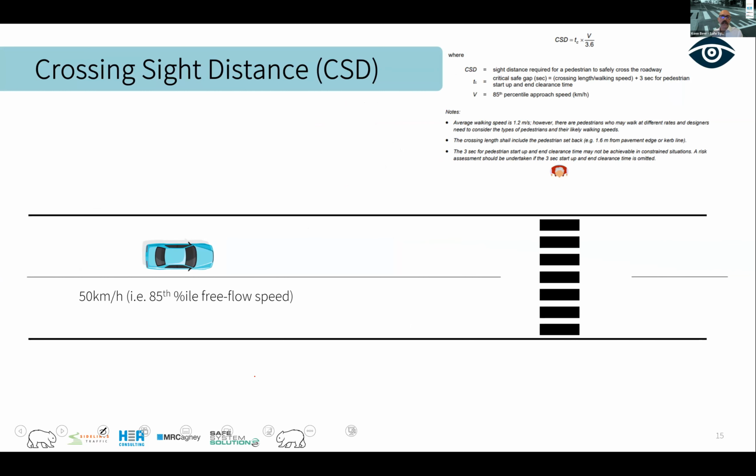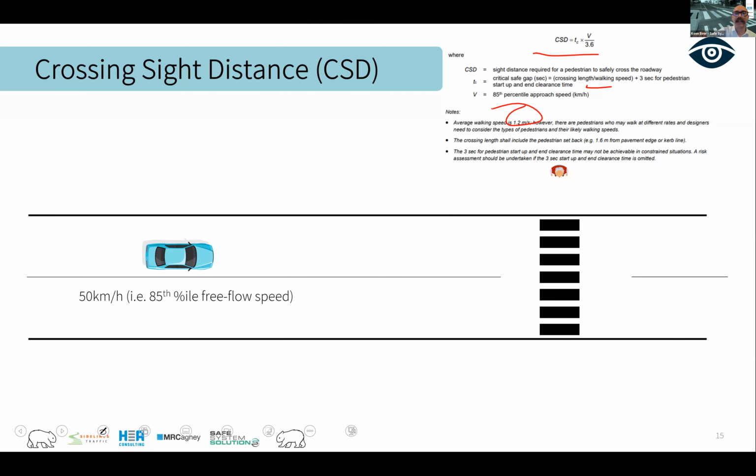Austroads in the past had crossing sight distance only for non-priority crossings. This is like a refuge island or something where the pedestrian has to be looking up the road, asking, do I have a gap there? Do I have enough time to get across this distance? Within the crossing sight distance calculation, CSD, we're talking about the time it takes for a pedestrian to walk across that road. So it's looking up the road, finding the gap, and then moving across at that 1.2 meters a second that we talked about as the speed of the average person walking across the road.